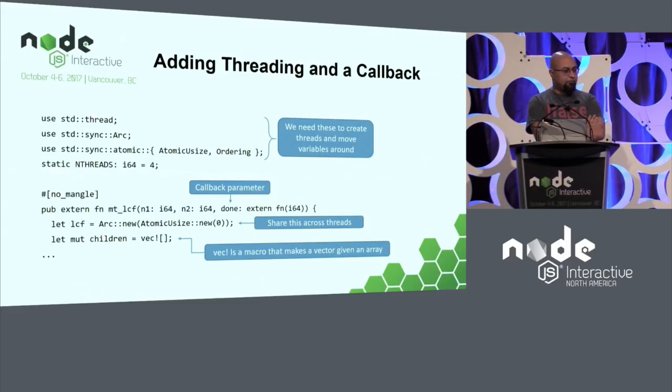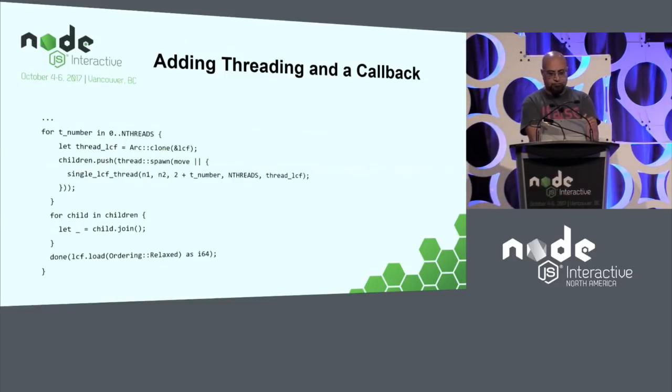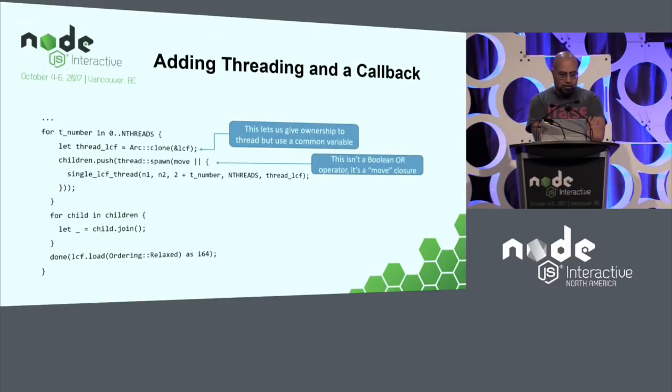Anytime you see an exclamation point after a function, that's a macro. And macros are really powerful in Rust. I'm not really going to talk about them in depth here, but you can read about them. Vec is a macro that creates a vector given an array. We're just giving this an empty array so that we can get an empty vector. And notice we declared it mutable so that we can push things onto it. If we didn't declare it mutable, we'd be stuck with an empty array that we couldn't do anything with, not particularly useful.